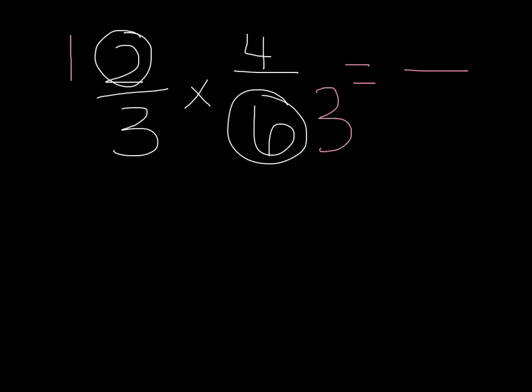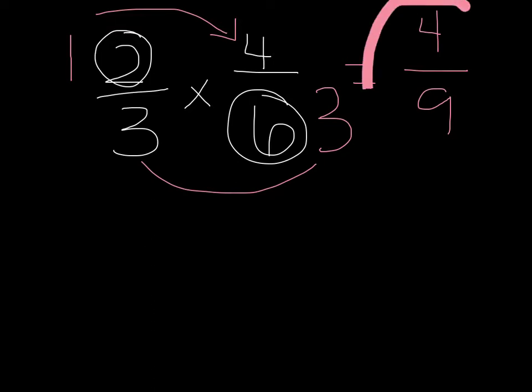And once you simplify, once there's nothing else you can simplify top and bottom, you just multiply your numerators. So 1 times 4 is 4, and 3 times 3 is 9. So your final answer, in simplest form, is 4 ninths. We also talked about how division is exactly the same thing as multiplication when you flip your second fraction.